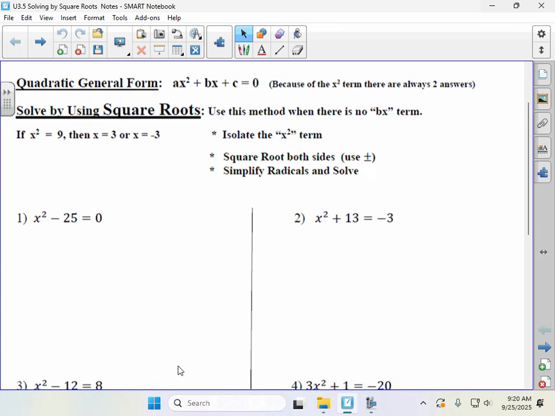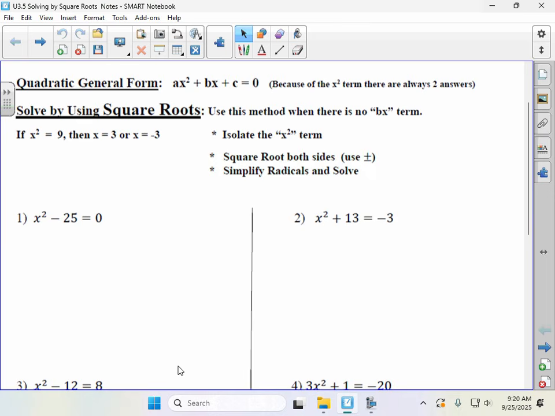All right, so here are the steps we're going to use. We use these same steps a lot in different types of equations, and we've already seen them before, like with the absolute value equations. We isolate the x squared term, and then we square root both sides. Because we square root both sides, that produces two answers, one positive and one negative, so we use that plus or minus symbol. Then we simplify the radicals if we can, and continue to solve for x. That's why for x squared equals 9, we get positive 3 and negative 3. All right, so let's go ahead and do number 1.